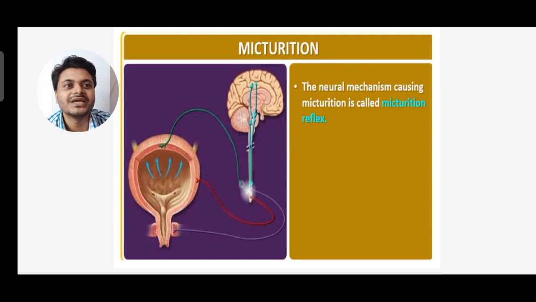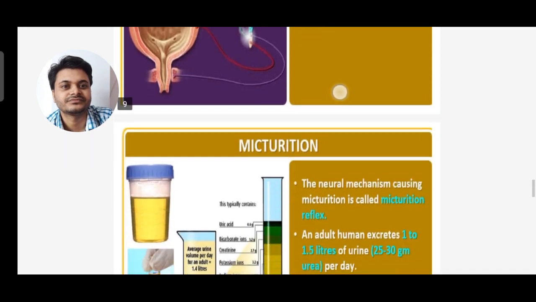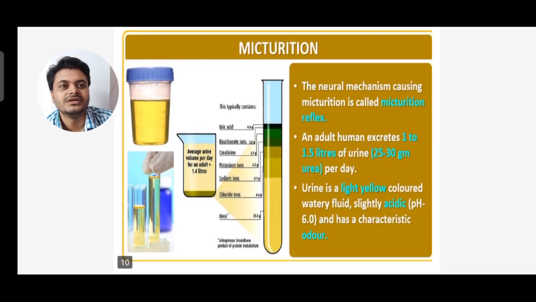So the neural mechanism causing micturition is called the micturition reflex.